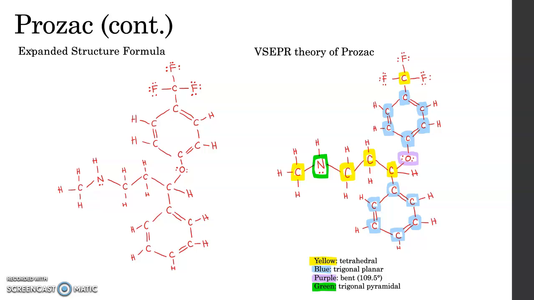And finally, we see one trigonal pyramidal molecular geometry, which is in the nitrogen, since there are 4 electron regions, but there are only 3 connecting atoms, leaving 1 lone pair.